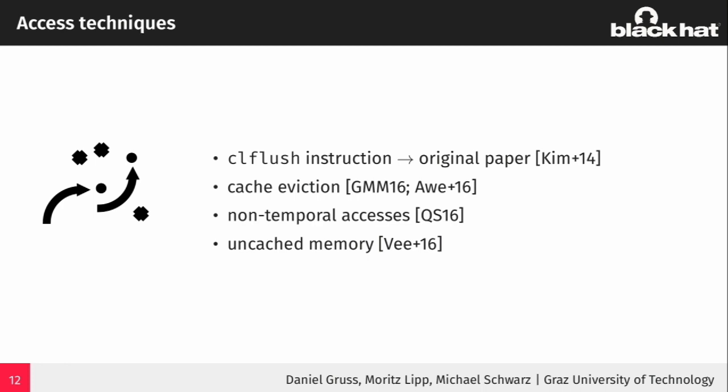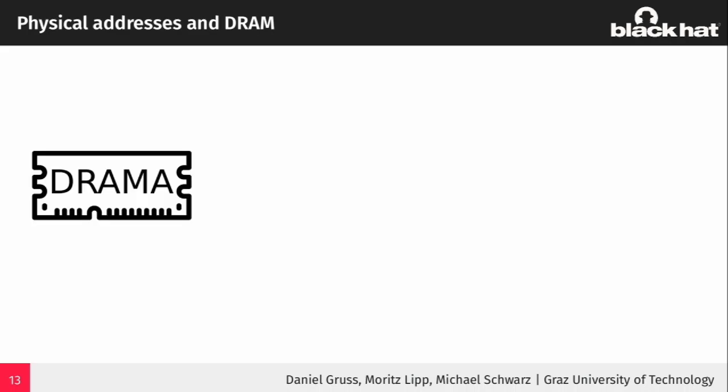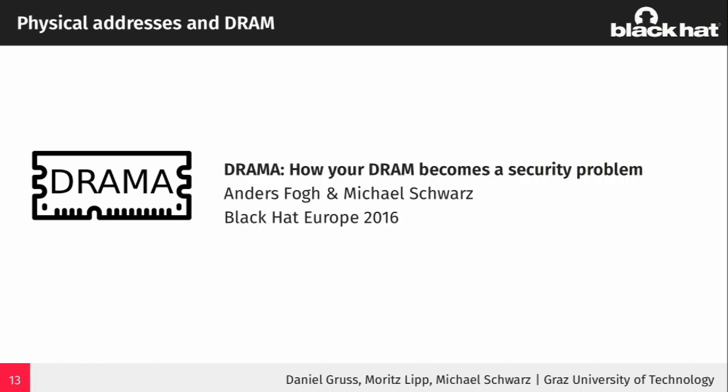So now we can have bit flips, but how do we target accesses, Michael? Yeah, so we usually don't know anything about the addresses and in which row of the DRAM they're actually stored. But luckily, in 2016 at Black Hat Europe, Anders Fogh and I presented a side-channel attack, DRAMA, which allowed us to really get a good picture of how the data is stored in the DRAM, which address maps to which part of the DRAM, and how we target specific rows in the DRAM for our Rowhammer attack.